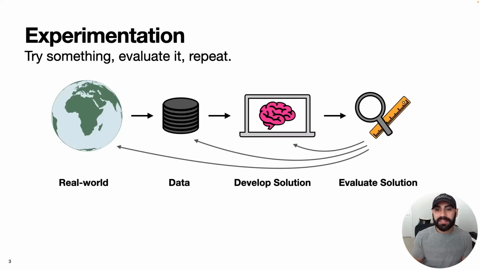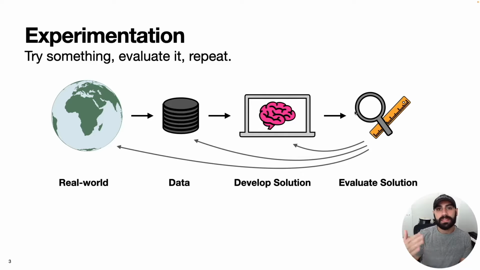So what this typically looks like is represented by this flow chart here. What this is representing is that we have the real world, which is full of things that are happening, some things we care about, some things we don't care about. What we do when we want to build ML solutions is we collect data about some of the things that we care about in the real world, and then we make that data available so that we can develop a machine learning solution with it. Once we have a candidate solution, we can evaluate the efficacy or the value of that solution.